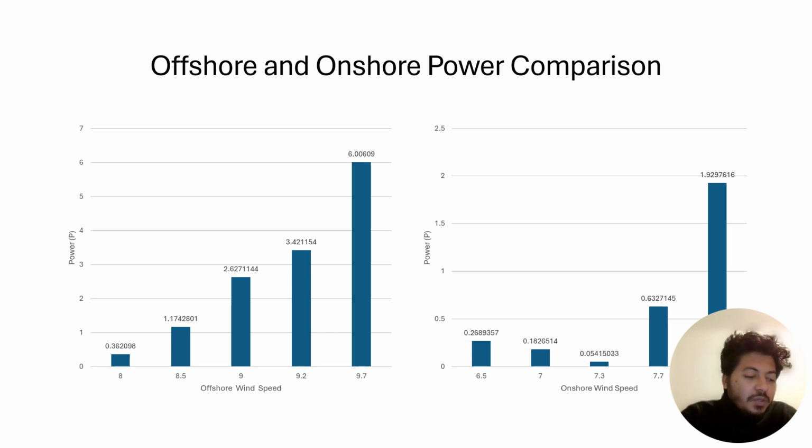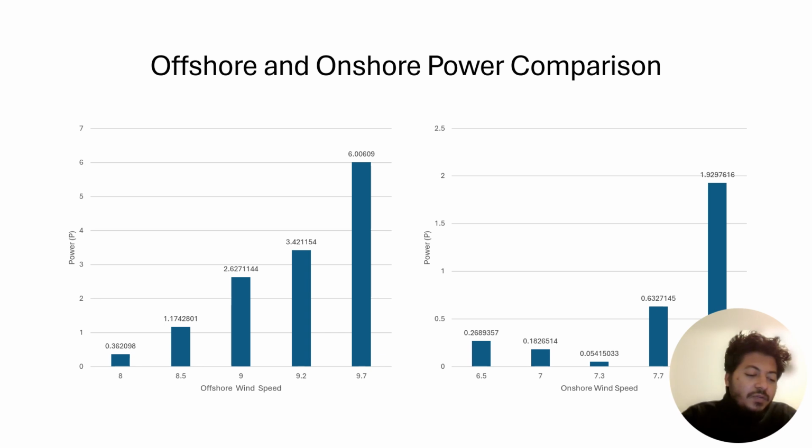Now consider the power comparison chart. Offshore turbines clearly outperform onshore systems, delivering higher power outputs consistently. This is a direct result of higher wind speed, averaging 9.7 meters per second offshore versus 8.2 meters per second onshore, and larger rotor diameters capturing more wind energy. The exceptional relationship between wind speed and power output is evident here.